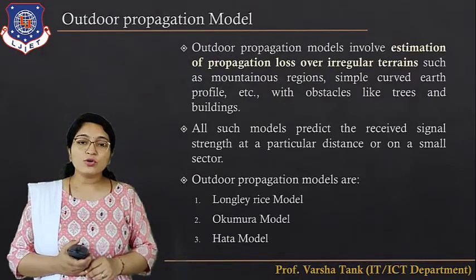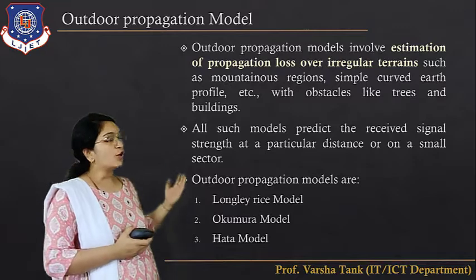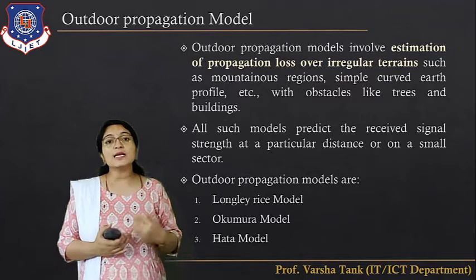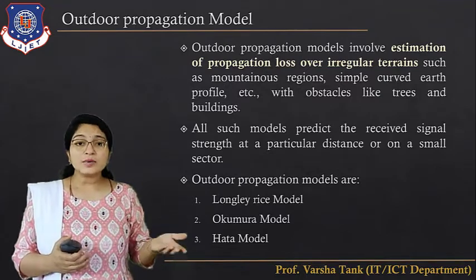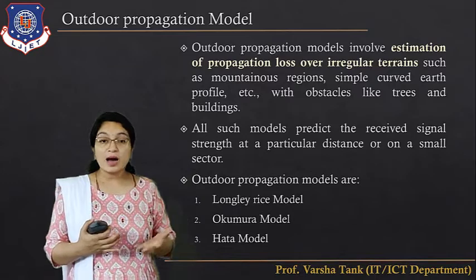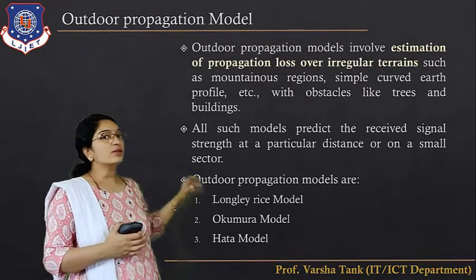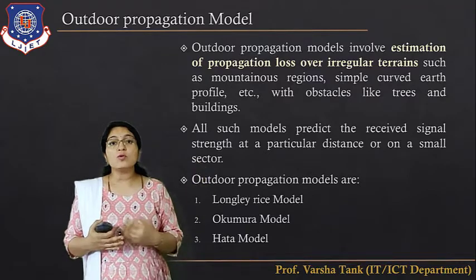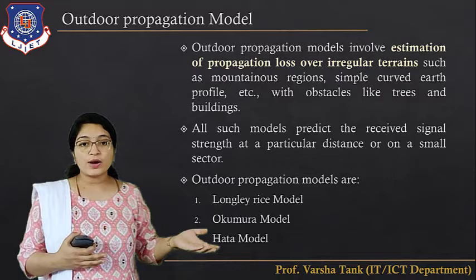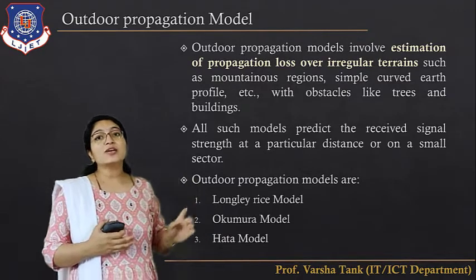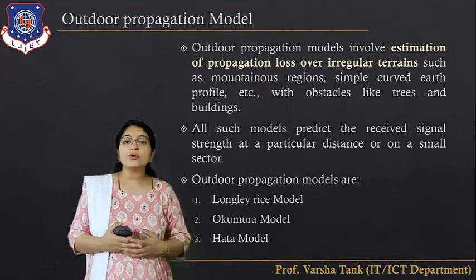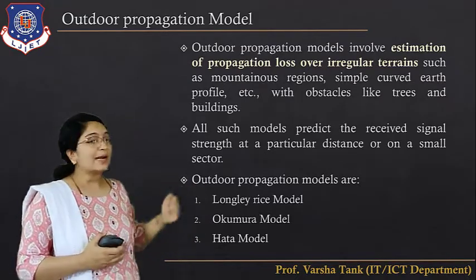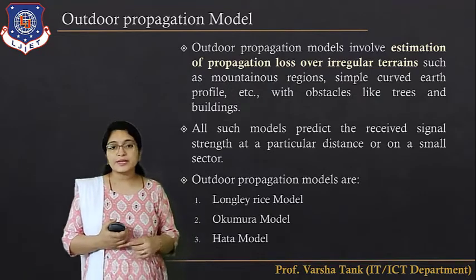Now let's learn about the outdoor propagation model. The outdoor propagation model involves the estimation of the propagation loss over irregular terrains. That means mountains we can consider, and very high buildings. Now we are considering the outdoor environment, not the indoor environment, such as a mountain region, simple curved earth profile, etc. With obstacles like trees and buildings, that we can consider as outdoor obstacles. All such models predict the received signal strength at a particular distance or on a small sector.